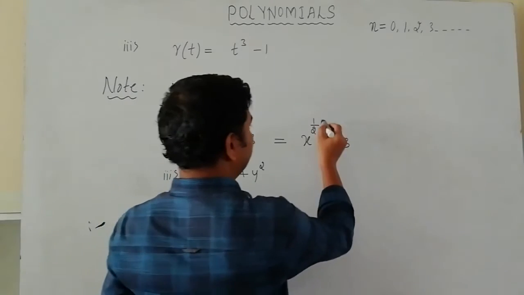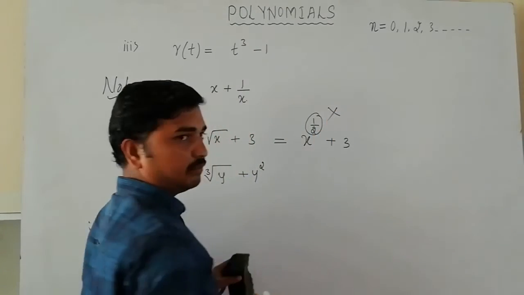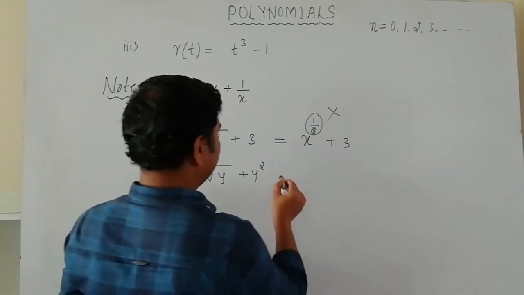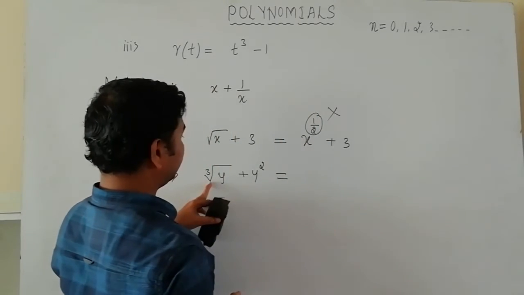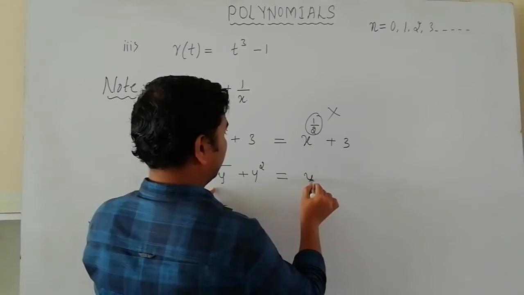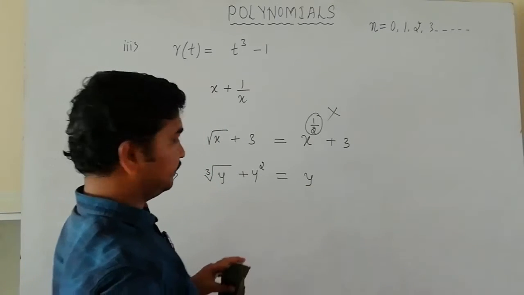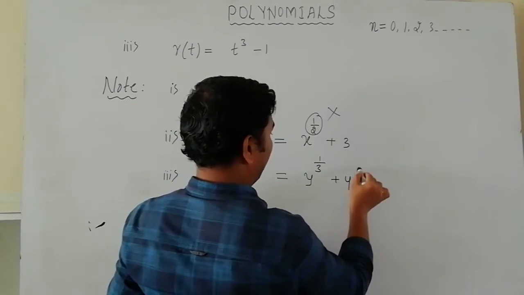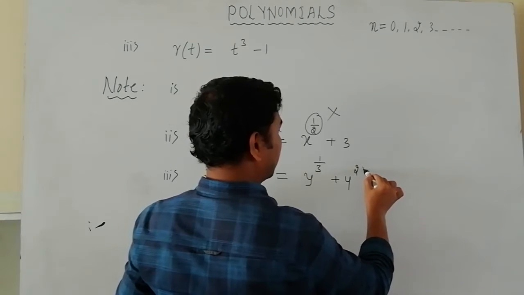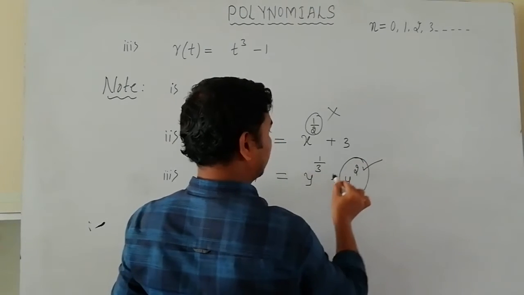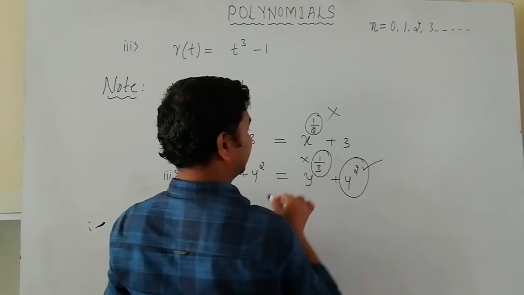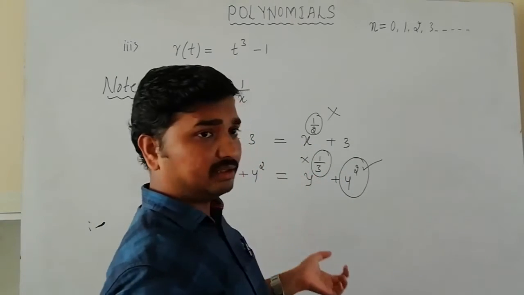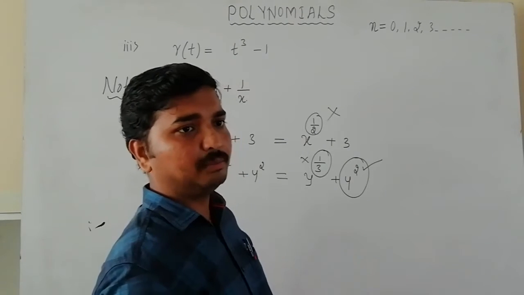So that's why this is also not a polynomial, because exponent is not a non-negative integer. In the same sense, what will happen to the third one? Cube root of y means what? Y power, no. Cube root means 1 by 3. Y power 1 by 3. Now this is okay, there is no problem here. But here it is a problem. Here the exponent of the y, which is a variable, is 1 by 3. It is a fraction. That's why it is not a polynomial.